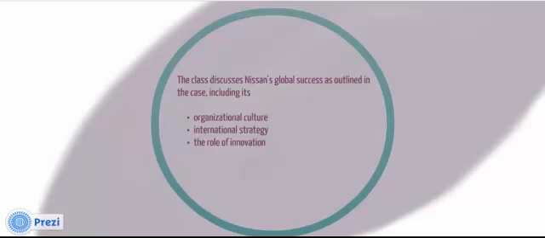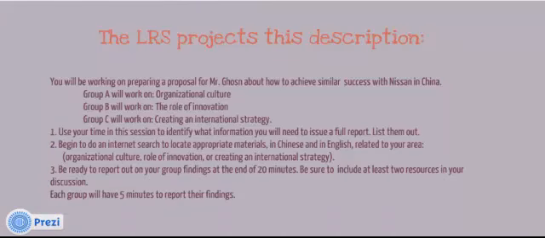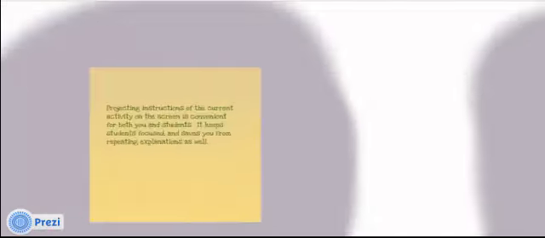Questions they will have to ask themselves might be, how might Nissan have to reshape its plan for doing business in China? What kinds of new or adaptive strategies might Nissan need? Students are divided into 3 groups around one aspect of Nissan's global success. Each group analyzes the Chinese market based on their theme, and then each group proposes plans for promoting Nissan's global success in China. The language resource specialist projects this description on the Elmo so that students can see exactly what it is they have to do as they're working in their group.